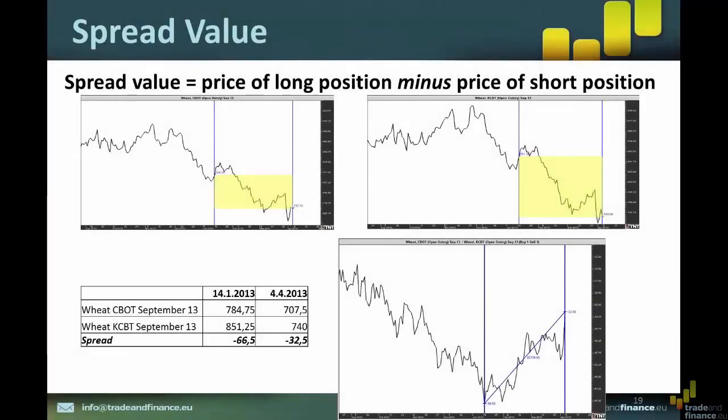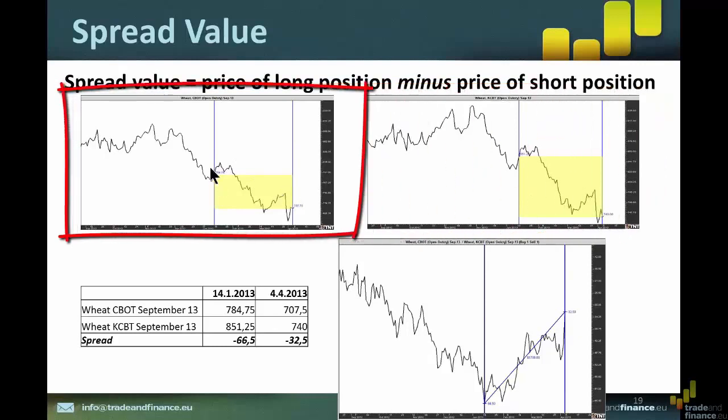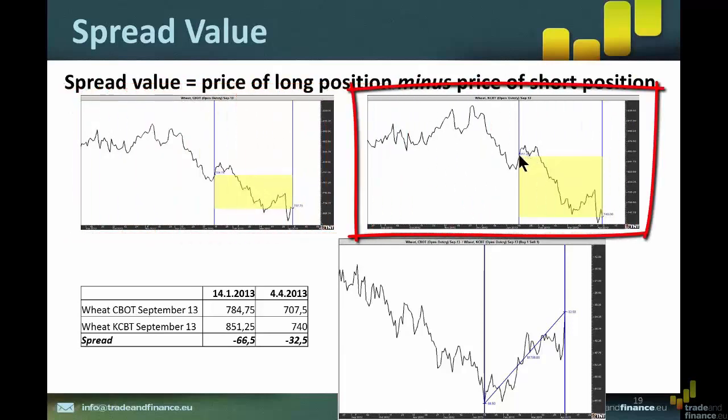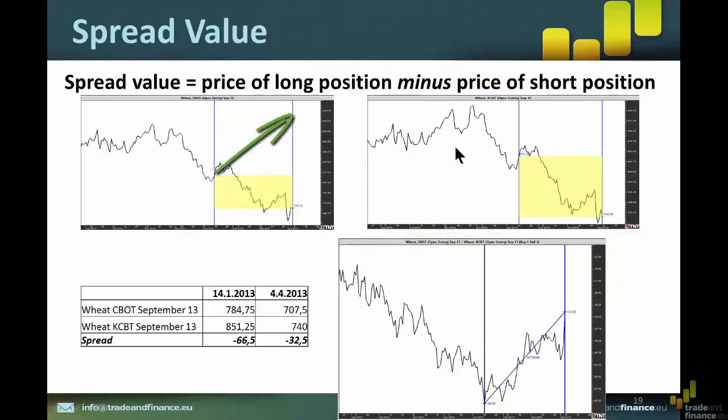So let's explain the principle of how the spread chart is actually displayed and how it's constructed. On this slide, we can see two charts in the upper part. And this is the chart of the long leg. So this is the market where we were opening the long position. It means that we were buying the underlying. In this case, it's wheat traded on the Chicago Commodity Exchange, CBOT. So we were buying the Chicago wheat, and at the same time, we were selling the Kansas Commodity Exchange wheat.